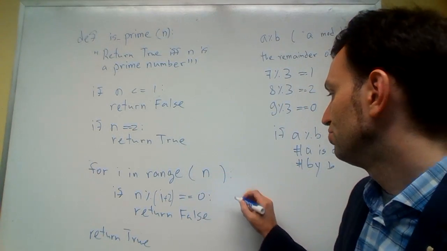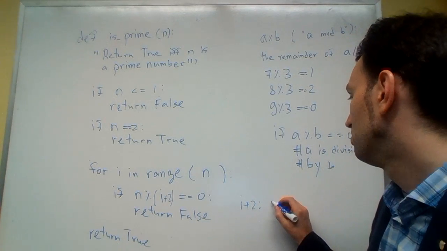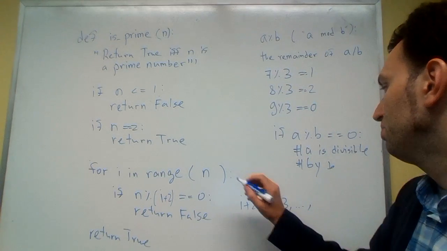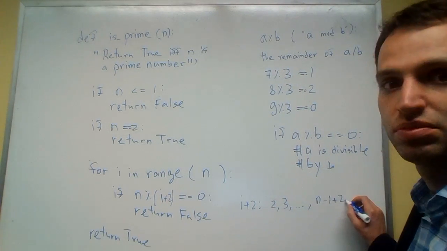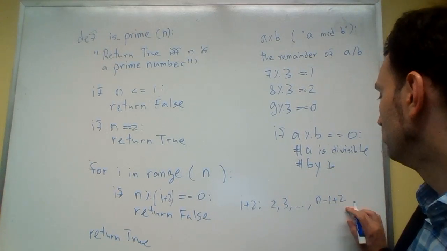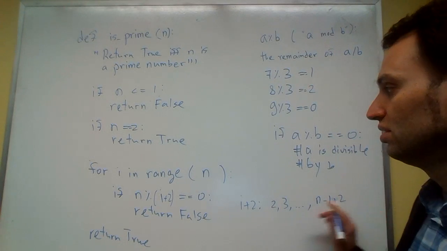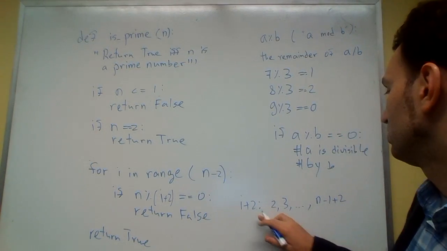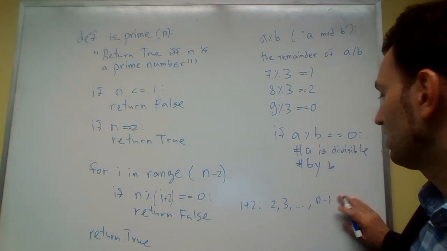What's i plus 2 right now? i plus 2 right now is going to go from 2 to 3 and so on up to n minus 1 plus 2. We want it to go up to n minus 1 without the plus 2. How to accomplish that? Well, subtract 2 from here, and then i plus 2 is going to go from 2 to 3 and so on up to n minus 1 without the plus 2.